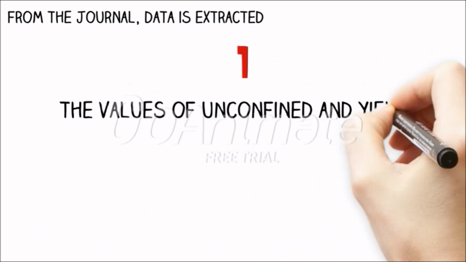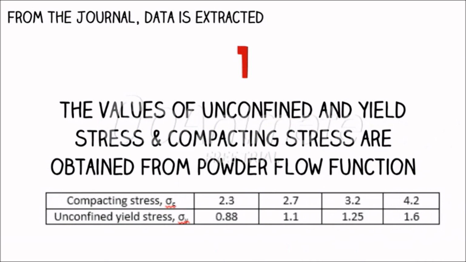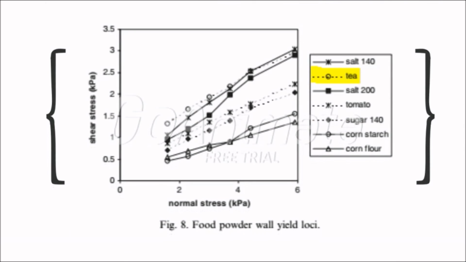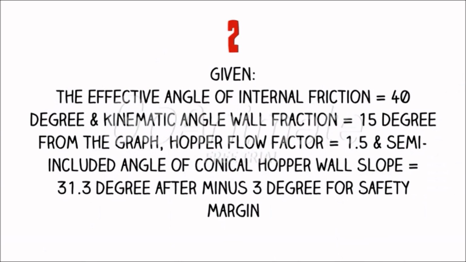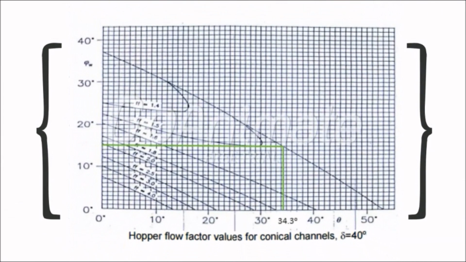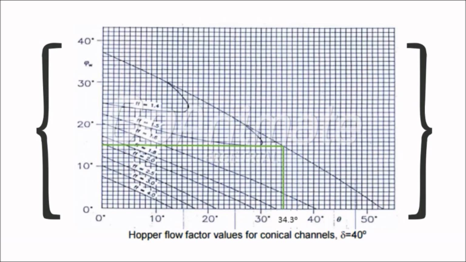First, the values of unconfined yield stress and compacting stress are obtained from the powder flow function. This is the graph of the powder flow function. Second, the given data are: the effective angle of internal friction is 40 degrees, and the kinematic angle of wall friction is 15 degrees. From the graph, the hopper flow factor is 1.5, and the semi-included angle of the conical hopper wall slope is 31.3 degrees, after subtracting 3 degrees for safety margin.